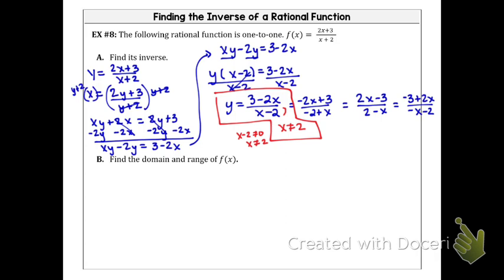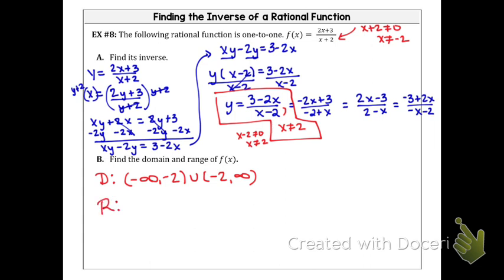Then B wants us to find the domain and the range of f of x. So the domain of the original function, we're looking at the original function. We know that x plus 2 cannot equal 0, which means x cannot equal negative 2. So our domain is going to be from negative infinity to negative 2 and negative 2 to infinity.